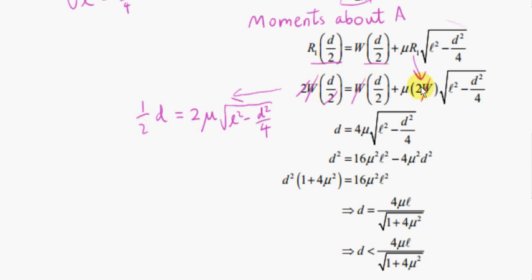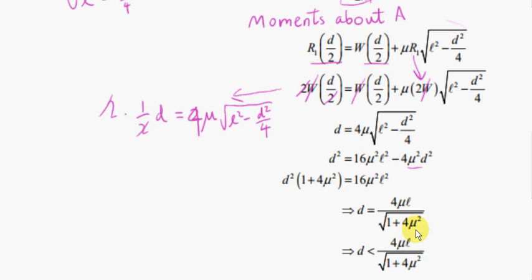And we have 2 mu into root L squared minus D squared over 4. All we do next is multiply both sides by 2 to get D equals 4 mu into root L squared minus D squared over 4. Now we want D, the distance between the rings, in terms of mu and L. So we just have to make D the subject of this, just square both sides of it. So you get a 16 mu squared here multiplied by L squared, and a 16 mu squared by D squared over 4. That'll give you a minus 4 mu squared D squared. Bring this term over, factorize out D squared, and divide across by 1 plus 4 mu squared. Then you take the square root.